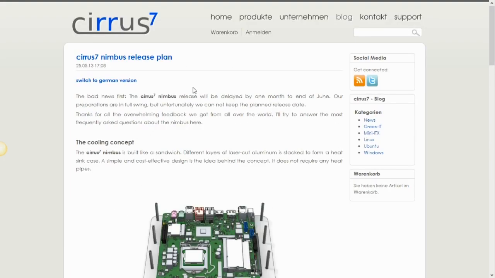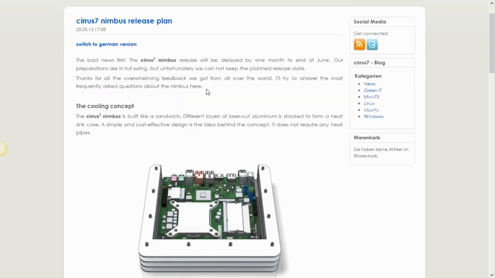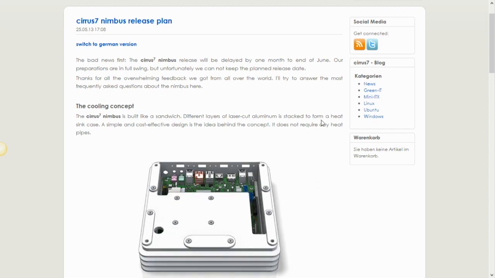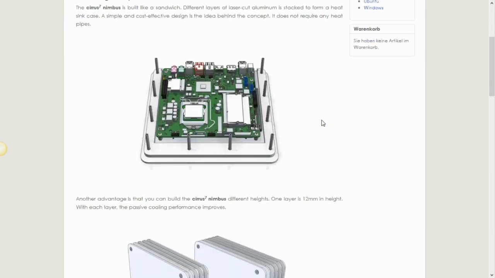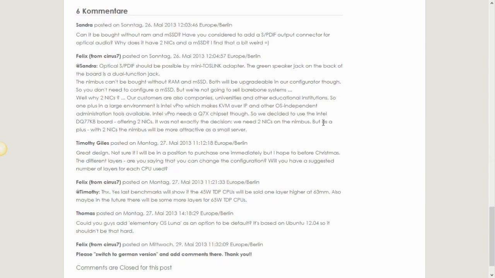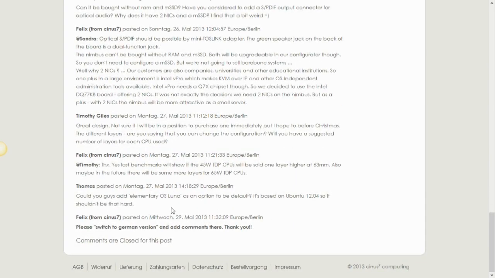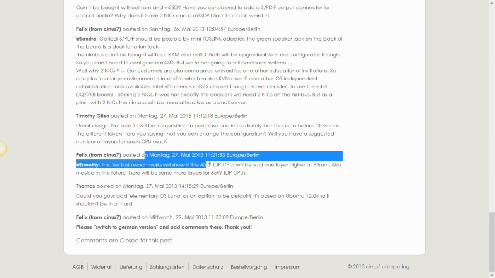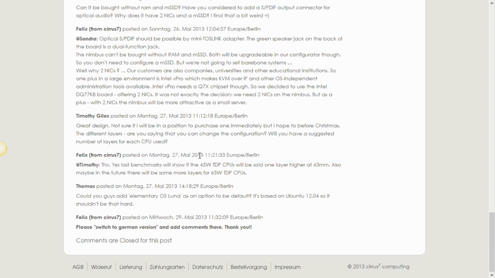That's pretty cool. It's built like a sandwich. Different layers of laser-cut aluminum are stacked to form a heat sink case. Simple and cost-effective design is the idea behind the concept. It does not require any heat pipes. Scroll to the bottom, the third last comment. The last benchmarks will show if the 45 watt TDP CPUs will be sold one layer higher at 63 millimeters. Also, maybe in the future there will be some more layers for a 65 watt TDP CPU. That's kind of cool.